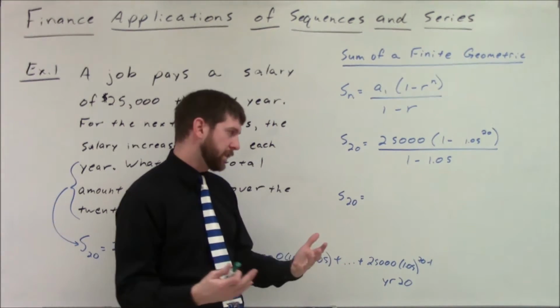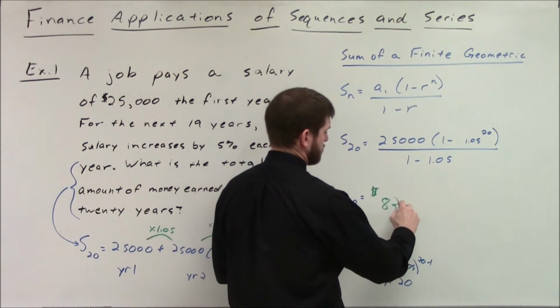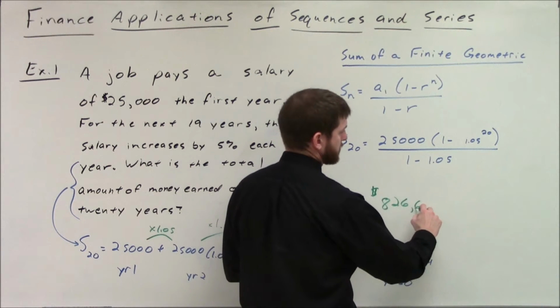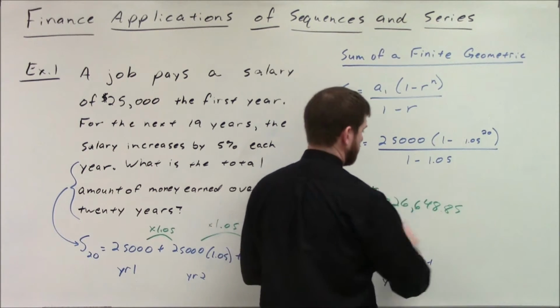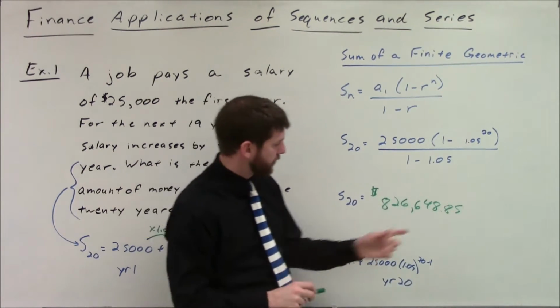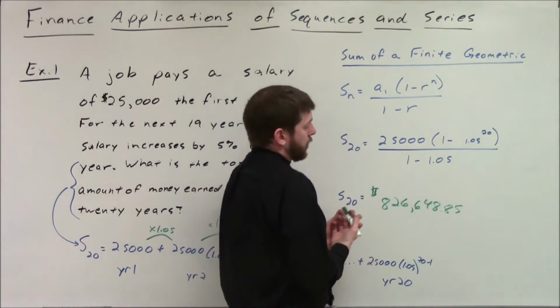Okay, hopefully you were able to get $826,648.85. The way you go about keying that in is you can go one of two routes.